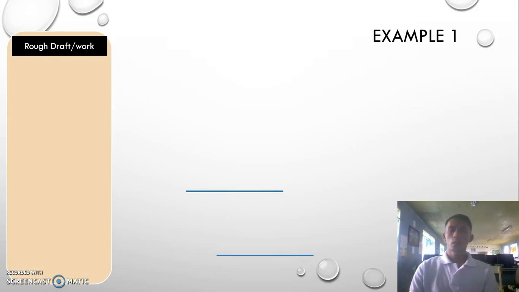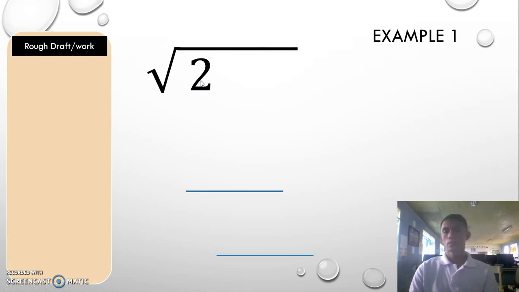Okay, so for example number one. First, you must have a rough draft or rough work. This portion is where you prepare your trial and error answers. Like for example, for the square root of 2, your teacher might ask you what is the square root of 2 without using a calculator.